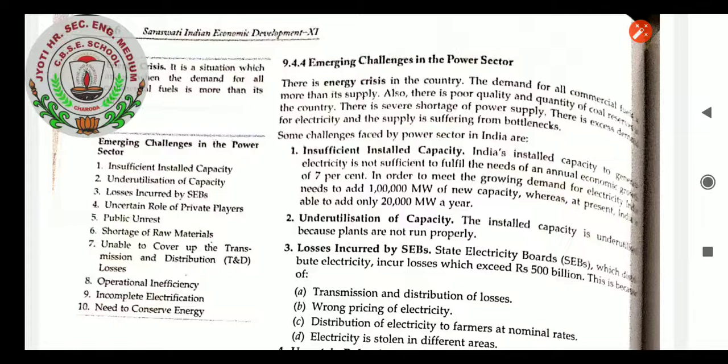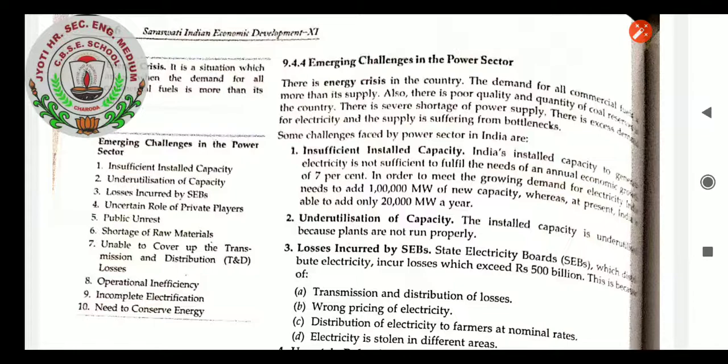India's installed capacity to generate electricity is not sufficient to fulfill the needs of an annual economic growth of 7%. To meet the growing demand for electricity, India needs to add 1 lakh megawatt of new capacity, whereas at present India is able to add only 20,000 megawatt a year. Now this capacity is increasing. Not only in our state, many other states have also started electricity generation by solar power and wind energy power stations, so that they can generate more electricity through natural ways.